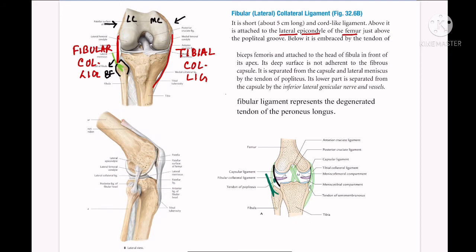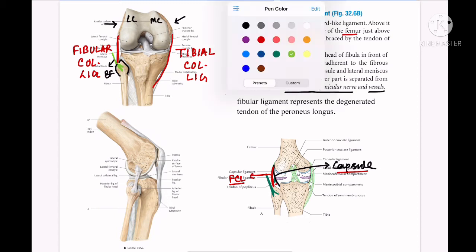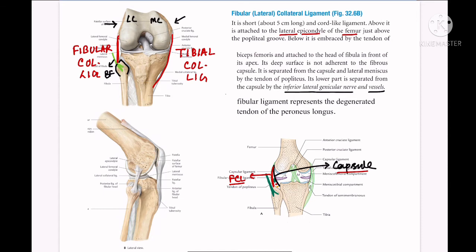Now, in relation to the lower part of the fibular collateral ligament, if we color the fibular collateral ligament like this, there are two neurovascular structures, the inferior lateral genicular vessels and nerve, which are present between the fibular collateral ligament and the capsule. What are the structures? One is the inferior lateral genicular nerve, another is the inferior lateral genicular vessels. So let's mark this structure. In the gap between the fibular collateral ligament and capsule, we get the inferior lateral genicular vessels and the inferior lateral genicular nerve.